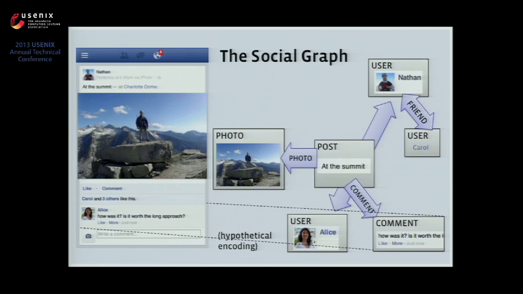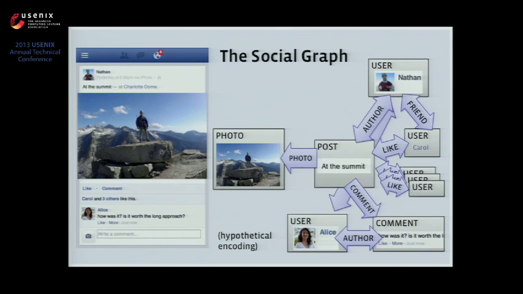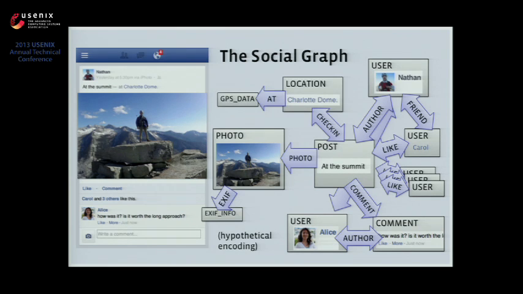We have some edges to establish ownership, so you can tell who's allowed to modify something. The likes turn into edges between users and the content. And then there's even more stuff. Even though this is a toy example, there's still a lot of nodes and edges.